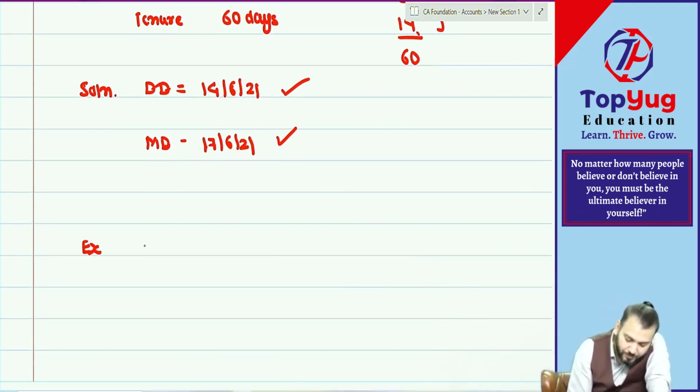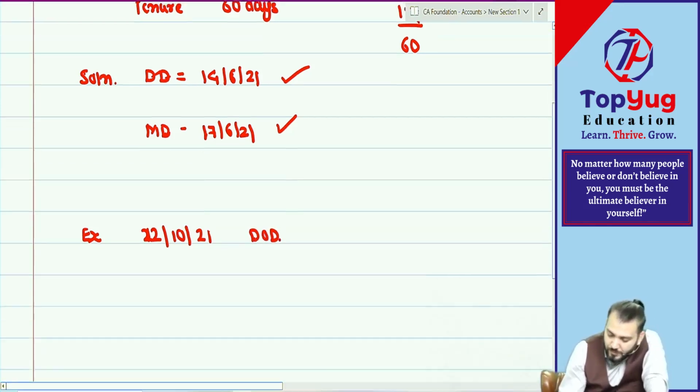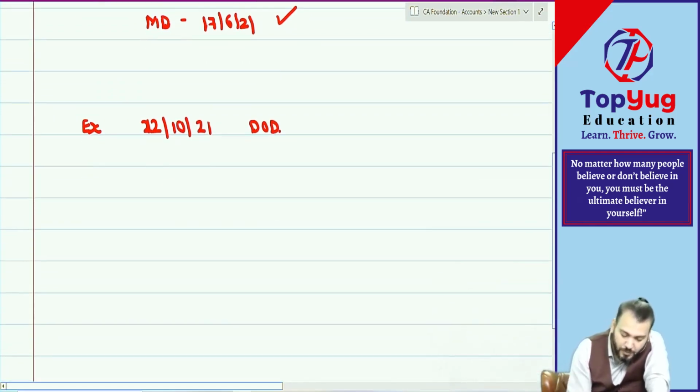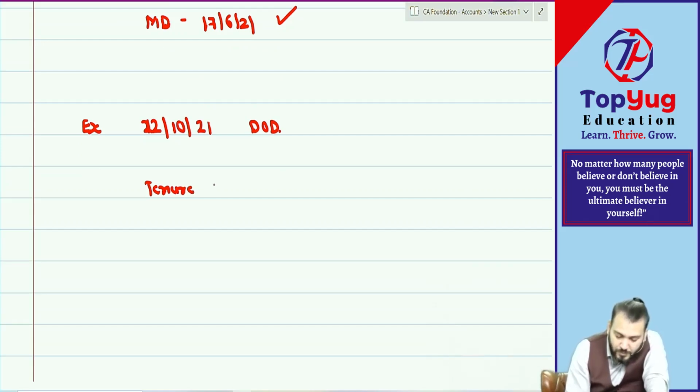One more question. Example. 22 October 2021 is the date of drawing. Tenure is 2 months. Calculate.